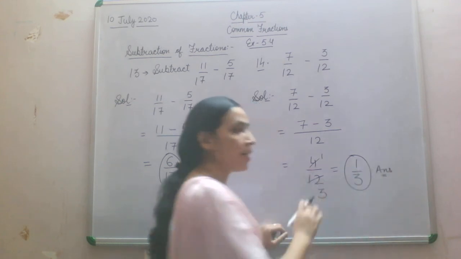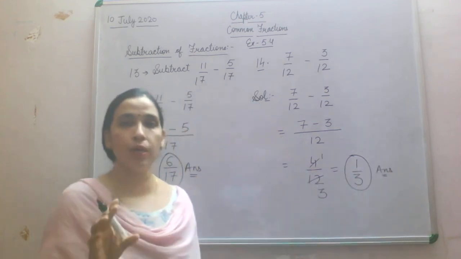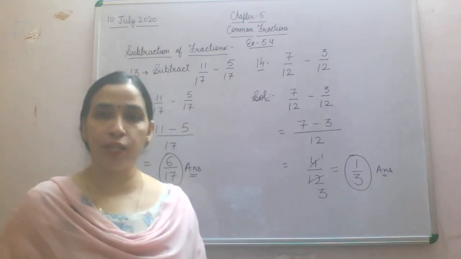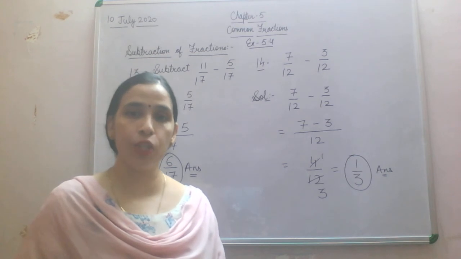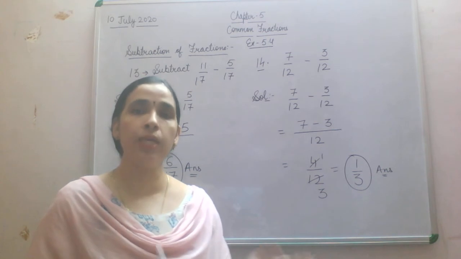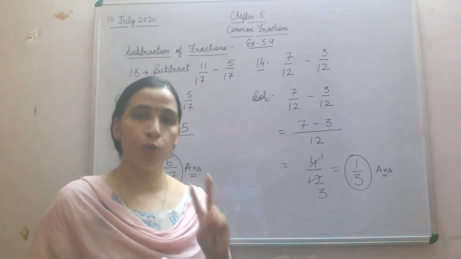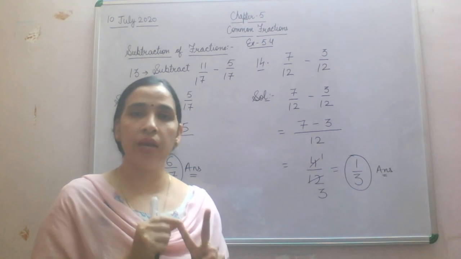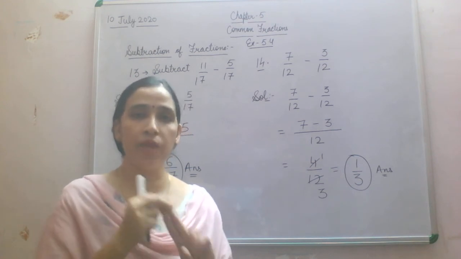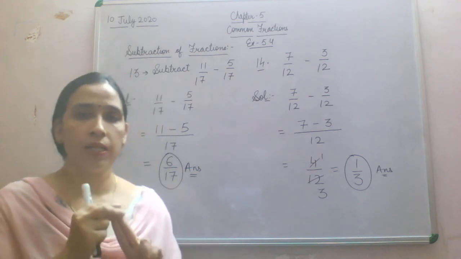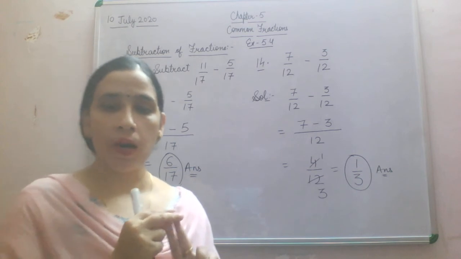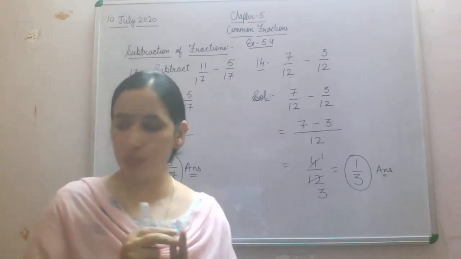After reducing, you will get the fraction which is in lowest term. So what have we done here? We have done two things. First, we have done subtraction of like fractions. Secondly, we have reduced it into its lowest term. So let's see one more question of that like fraction.